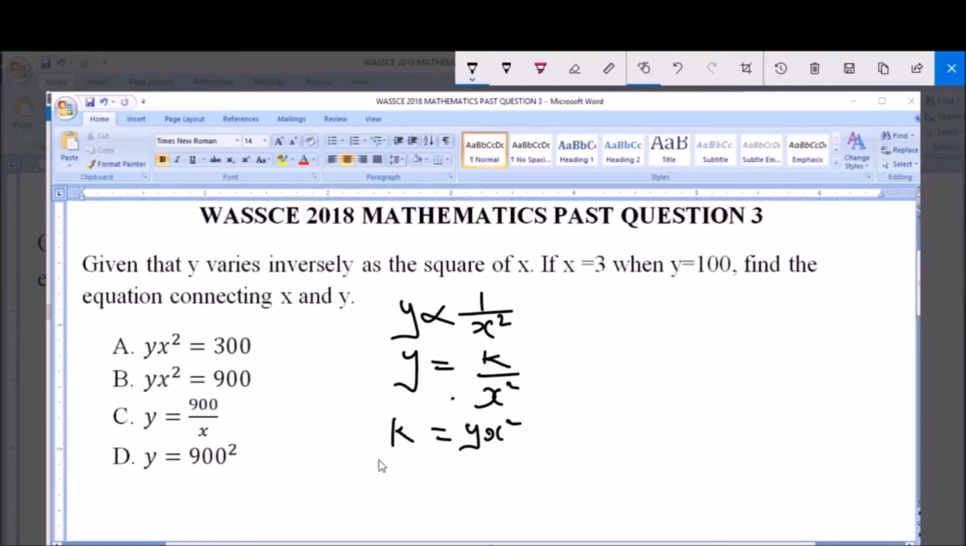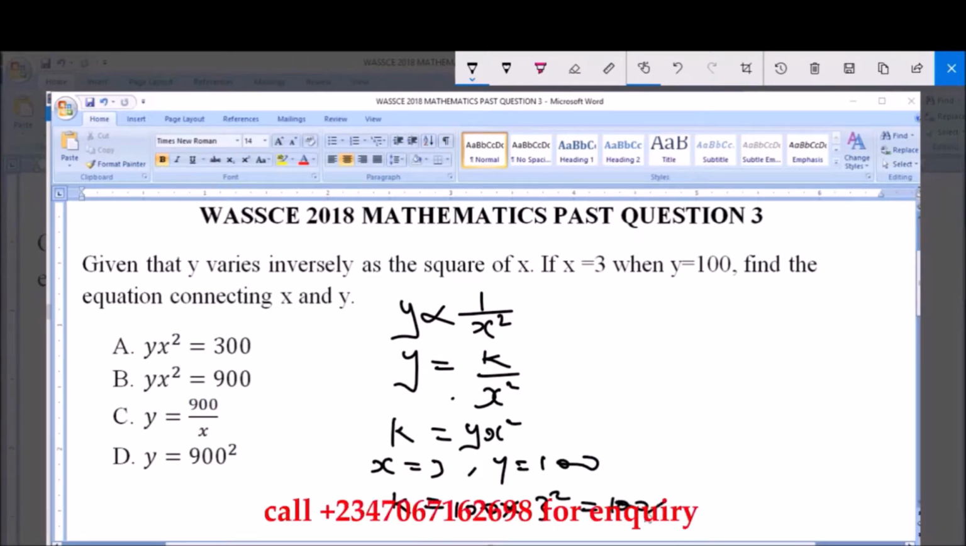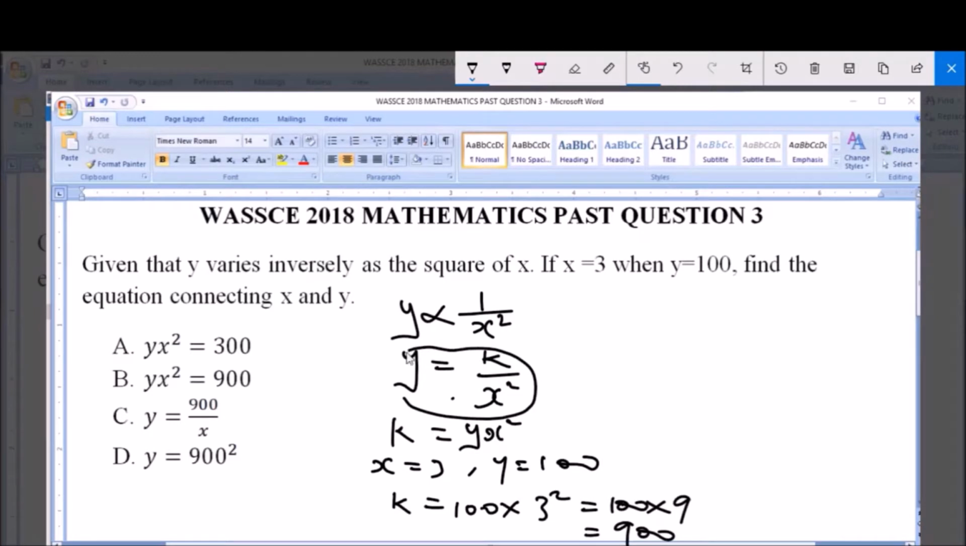So from this, when x equals 3 and y equals 100, we can say k is equal to 100 multiplied by 3 square, and this is equal to 100 multiplied by 9, and this is equal to 900. So that means the constant k is 900. Using this, we can now say y is equal to 900 all over x square.